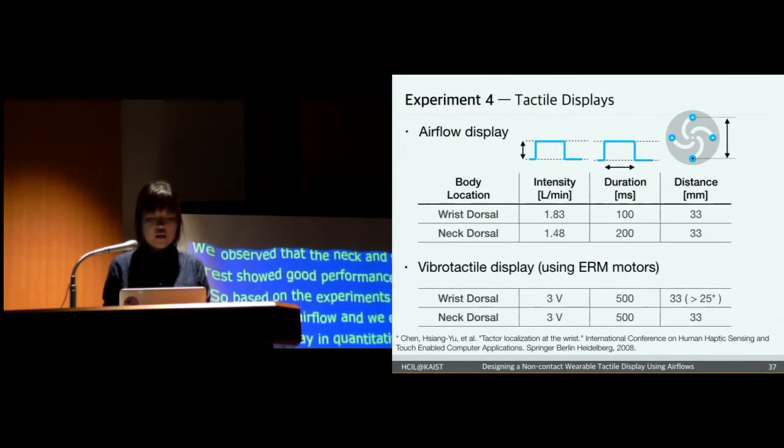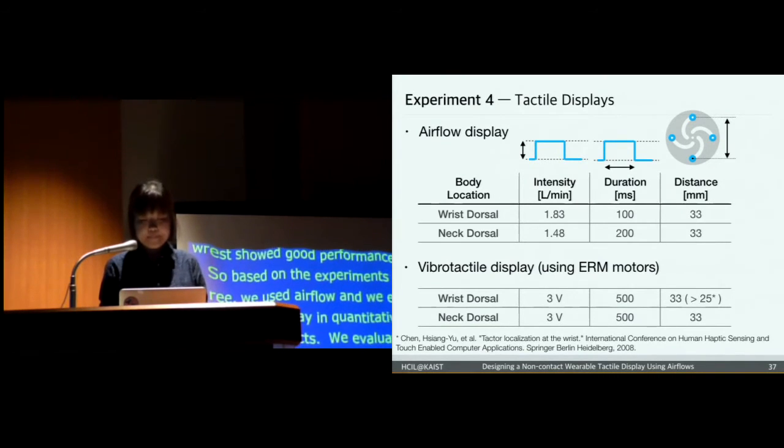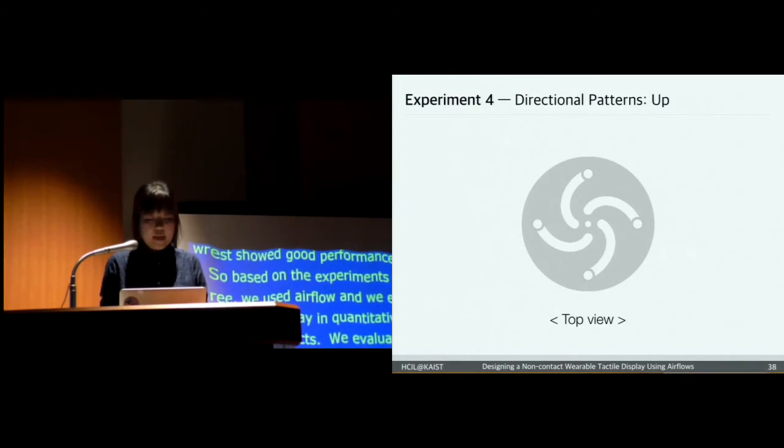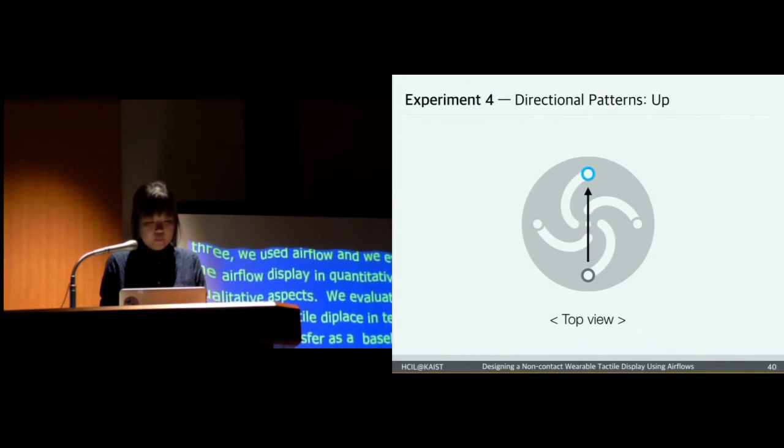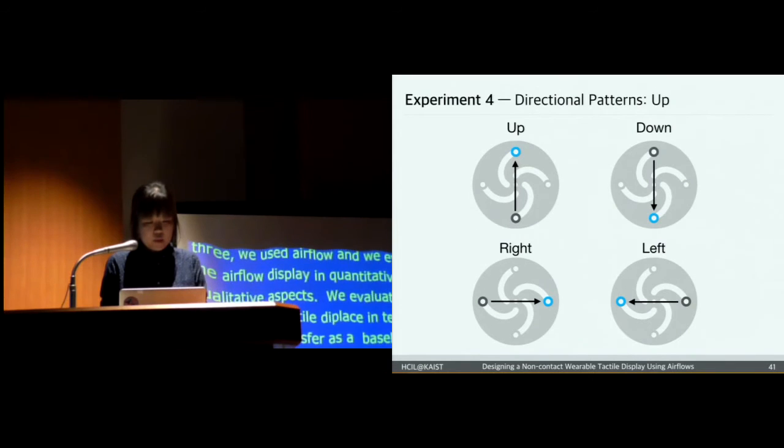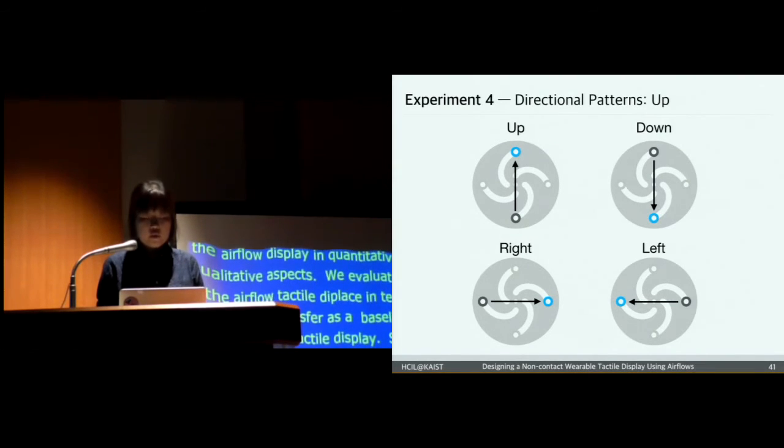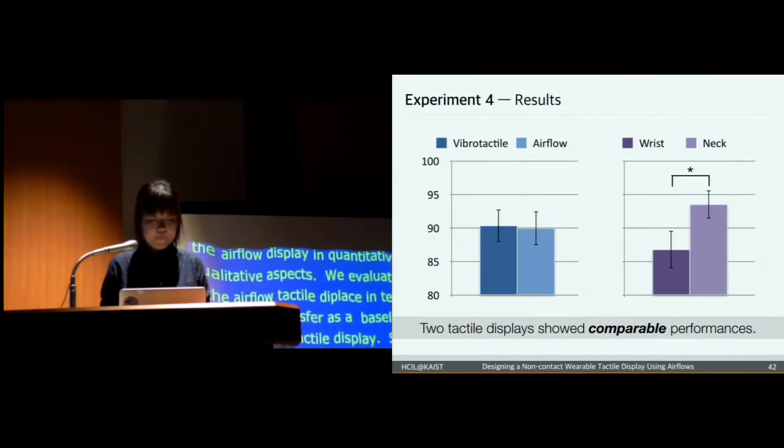So these are the parameters for the vibrotactile and airflow displays. We made 4 directional patterns, and we asked the participants to verify the direction of the randomly played patterns. Based on the answers, we calculated accuracy and information transfer.